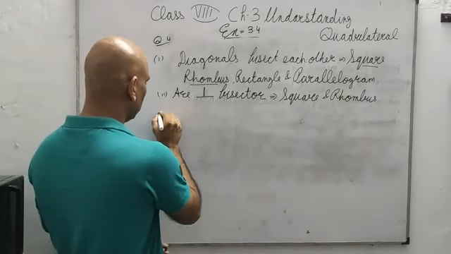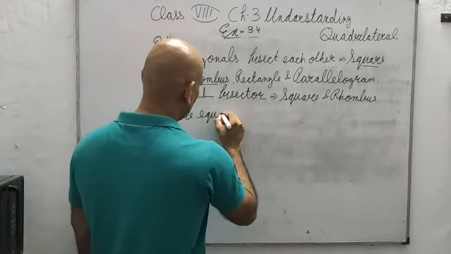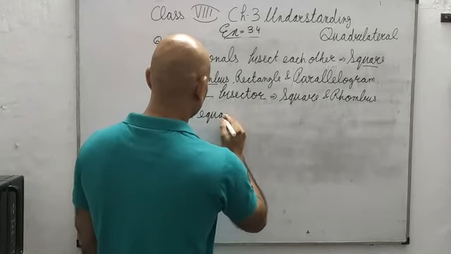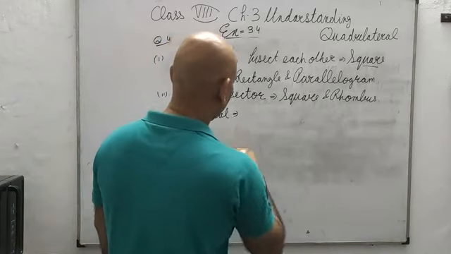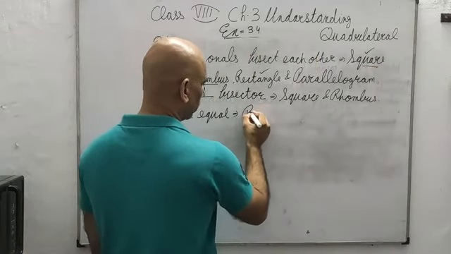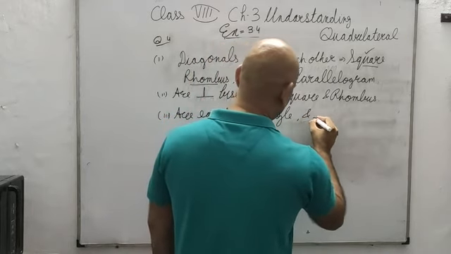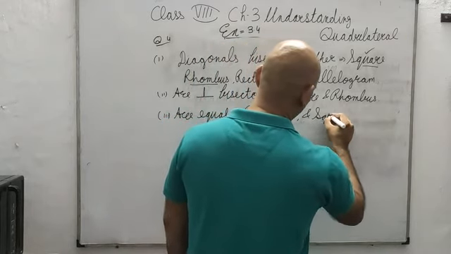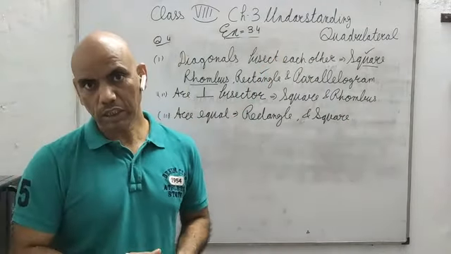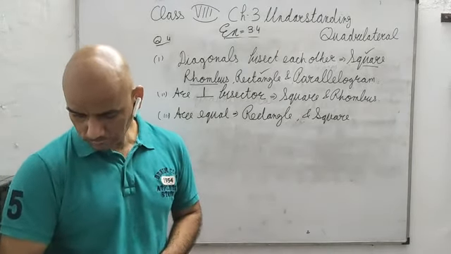And then it has a third part also: diagonals are equal. Which of them has equal diagonals? That is rectangle and square. So this time the answer is rectangle and square. So this is the solution of question number 4.